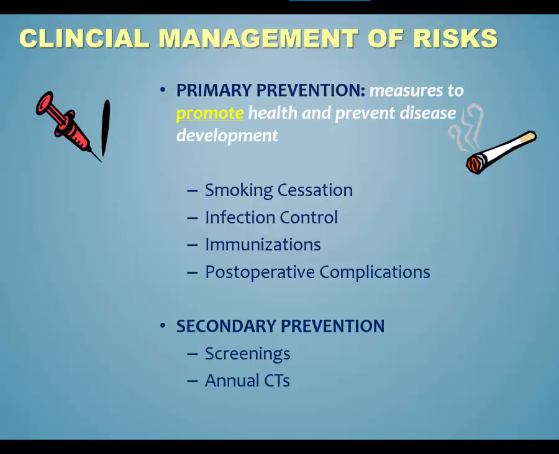As we seek to help our patients, a priority for us is to encourage primary prevention, which are measures to promote health and prevent disease. So for gas exchange, this would include smoking cessation, infection control, immunizations like the flu, pneumonia, and now pertussis is being recommended, avoiding post-operative complications like pneumonia and DVT. These are all primary prevention measures. Secondary prevention includes screening and early diagnosis of existing health problems.